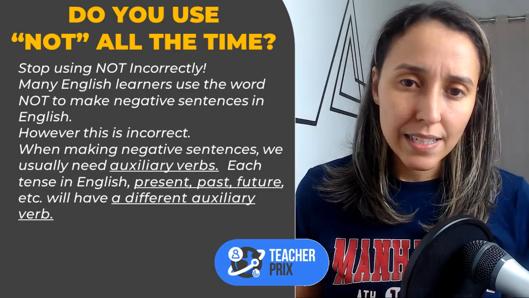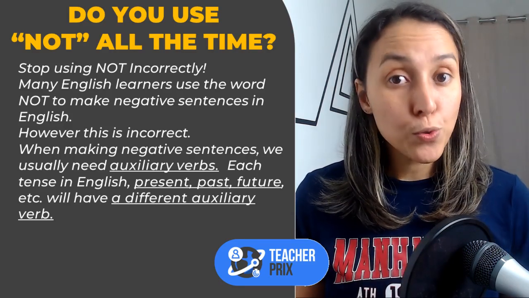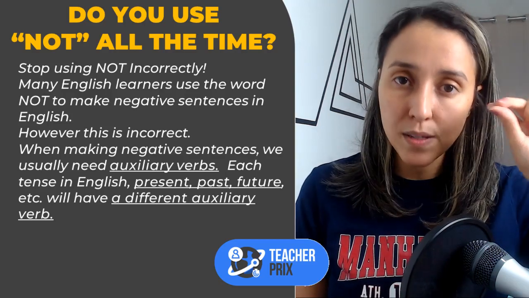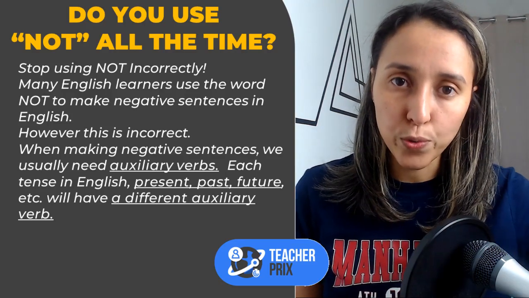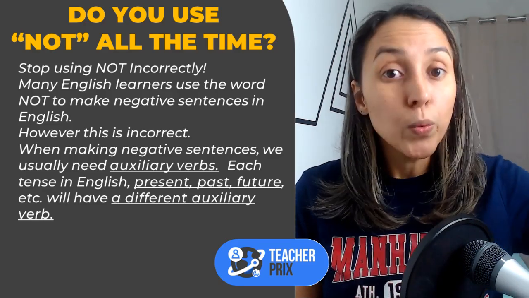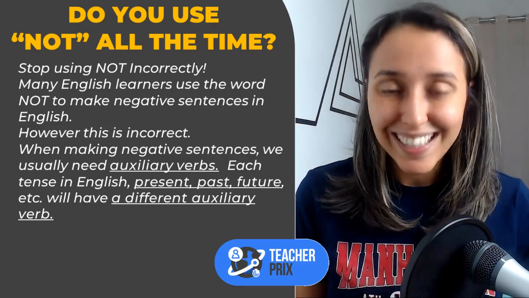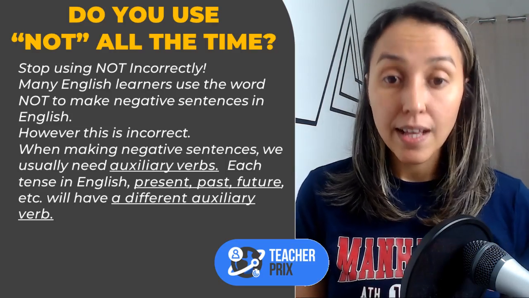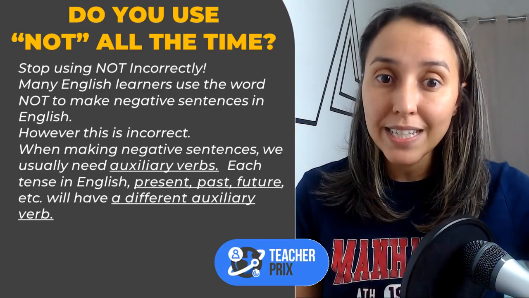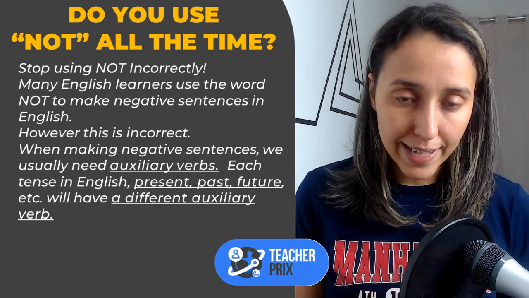When we are making negative phrases in English, when we're making negative sentences, we usually use an auxiliary verb, okay? This is a word that we need to use when we are making negative phrases in English. Now, we use the word not, but it's not alone. That's the point, okay? You will need the word not, but not alone. You will need the auxiliary verb plus the word not, all right?